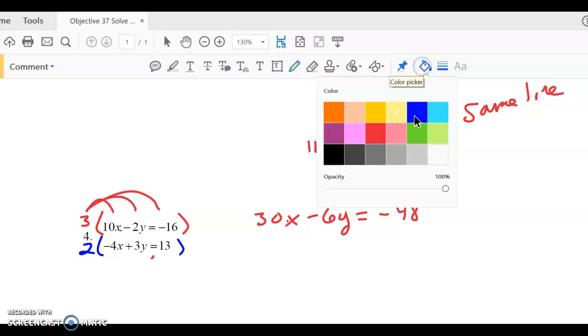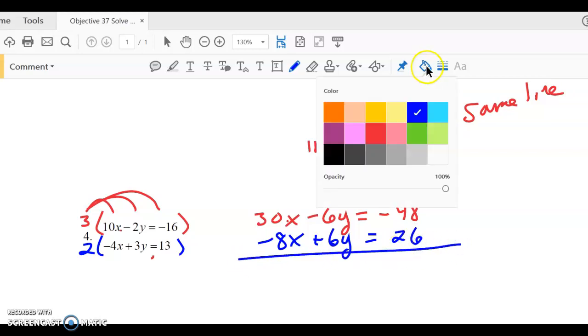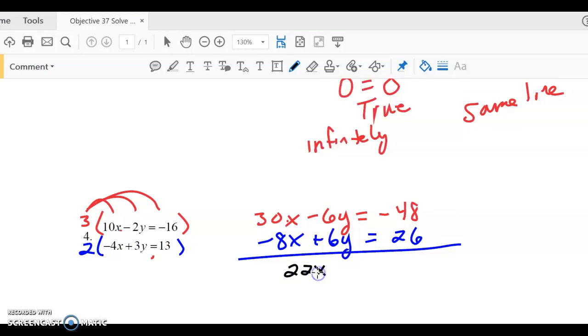All right, so when we multiply by 2, we get negative 8x plus 6y equals 26. Now, when I add the equations in the columns, I'm going to get 22x equals negative 22. So now I divide by 22. x equals negative 1.